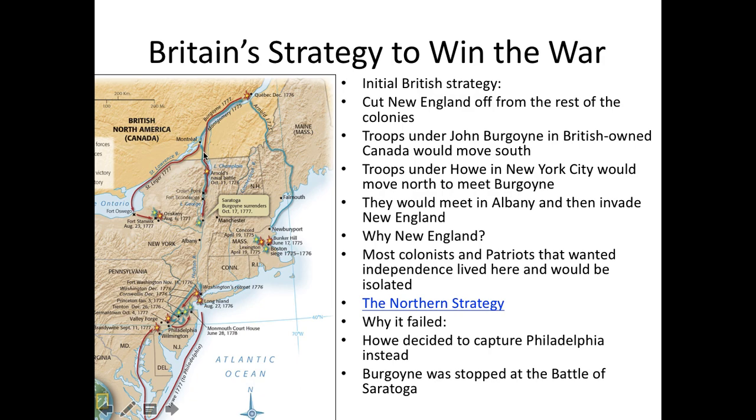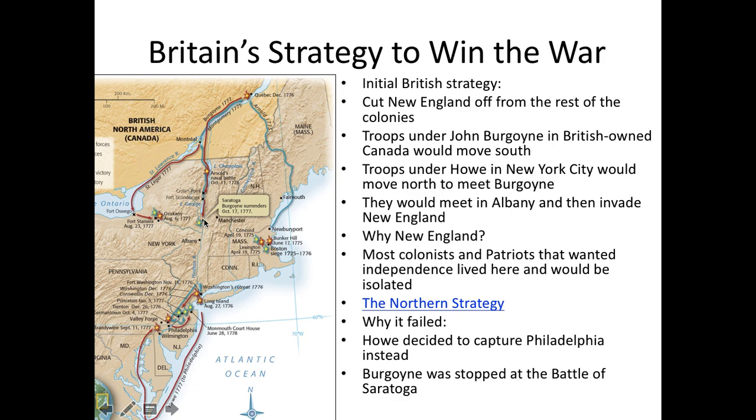And then number two, because Burgoyne ends up not making it all the way down to Albany, he ends up losing at the very, very pivotal battle at Saratoga. So ultimately what happens is that New England does not get cut off from the rest of the colonies, and Britain ultimately is going to have to change strategies, especially because after Saratoga, France decides to join the United States.